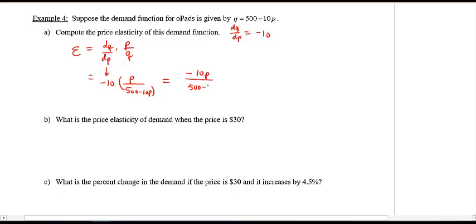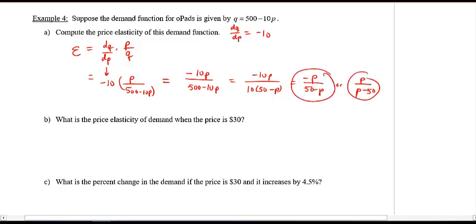(500 minus 10p), right? I can simplify this by taking out a 10 factor from the bottom, and I get negative p over 50 minus p. Or, if you don't like it, you can take out the negative and stick it in the bottom, p over p minus 50. Either is fine. This is the formula for price elasticity.